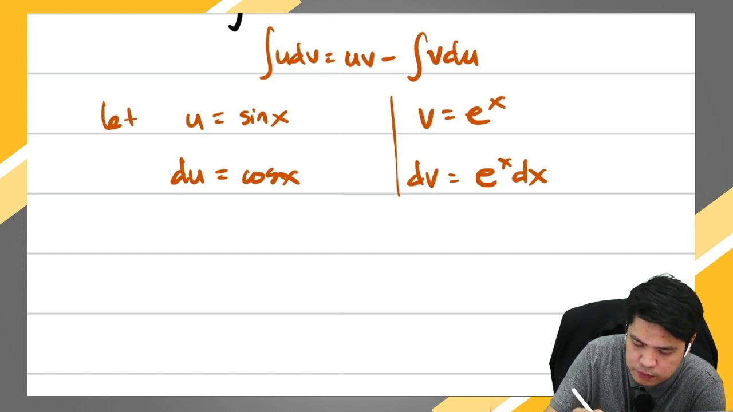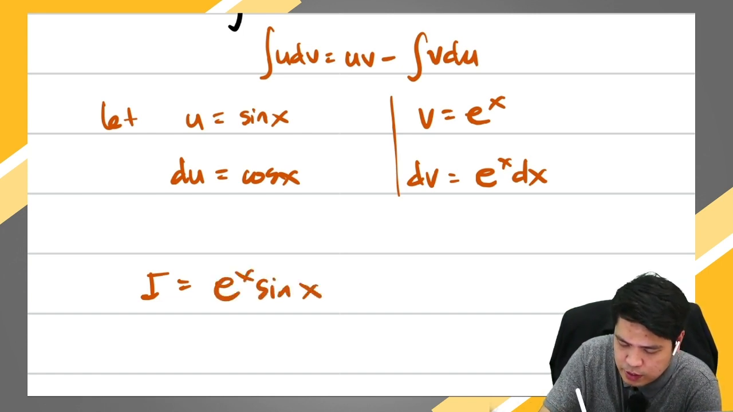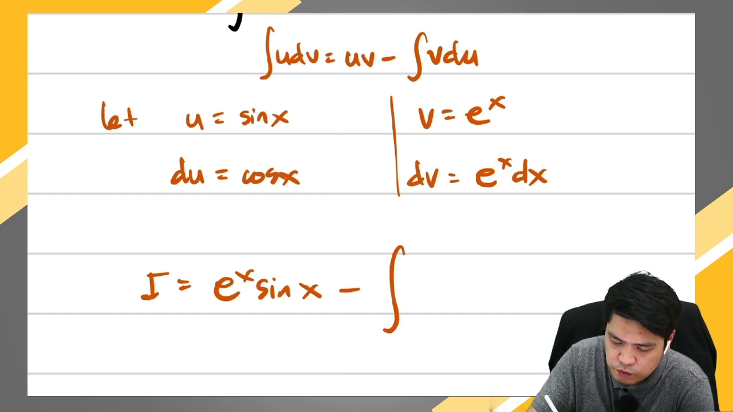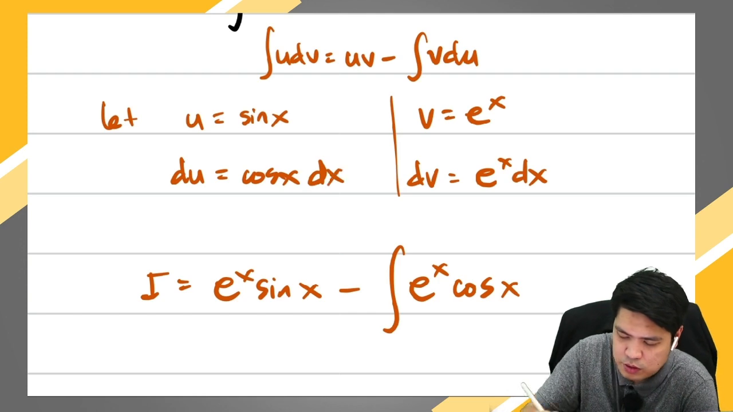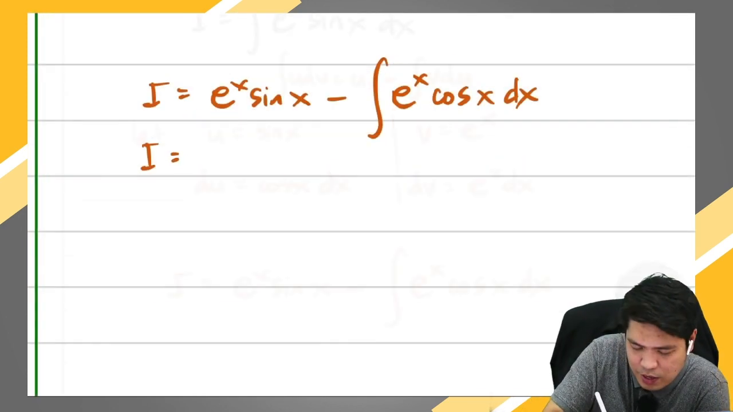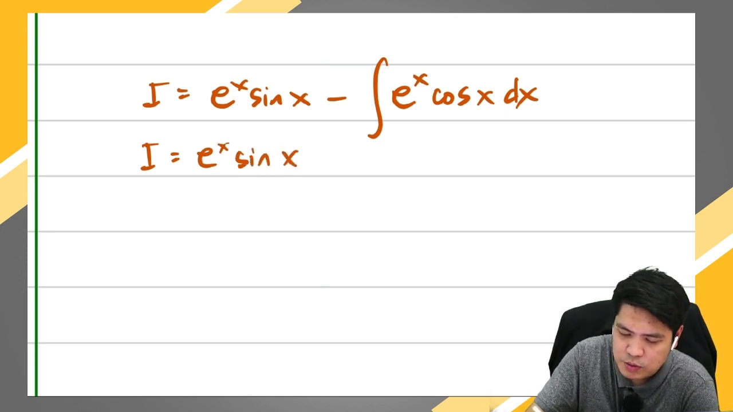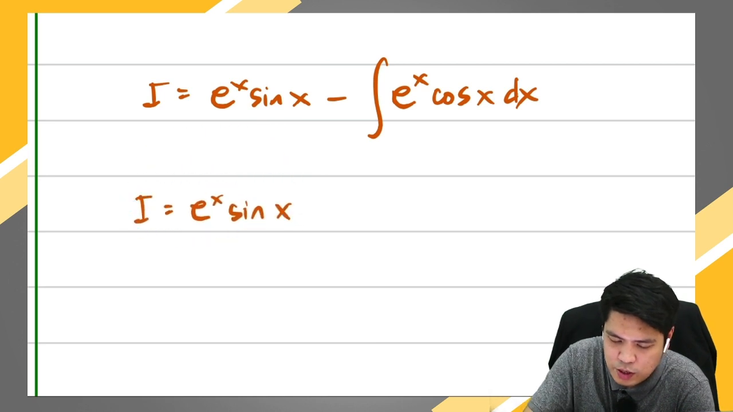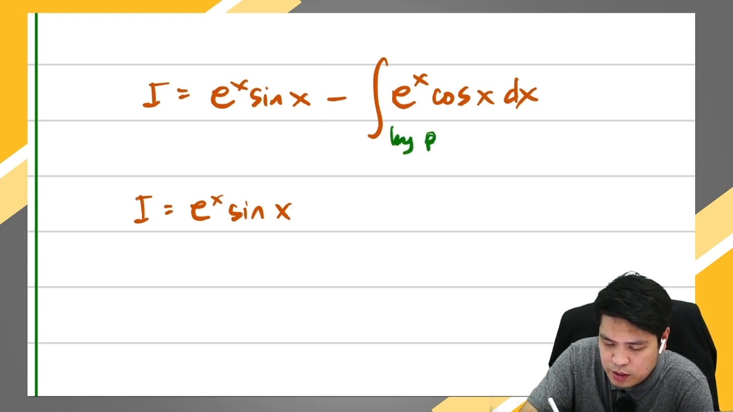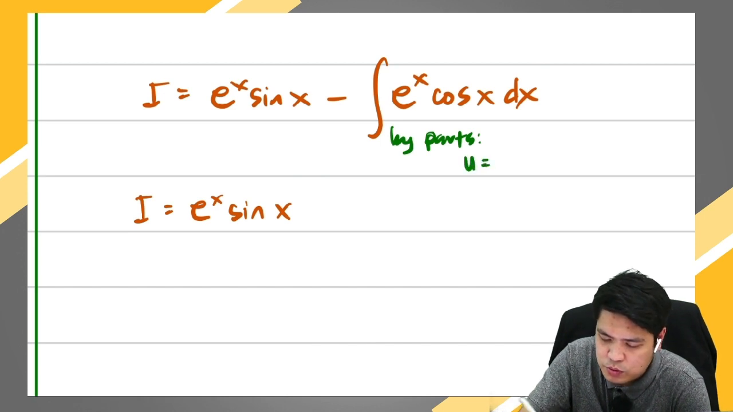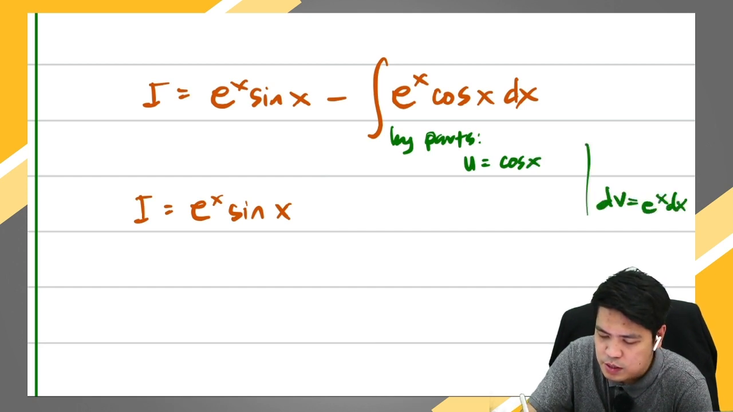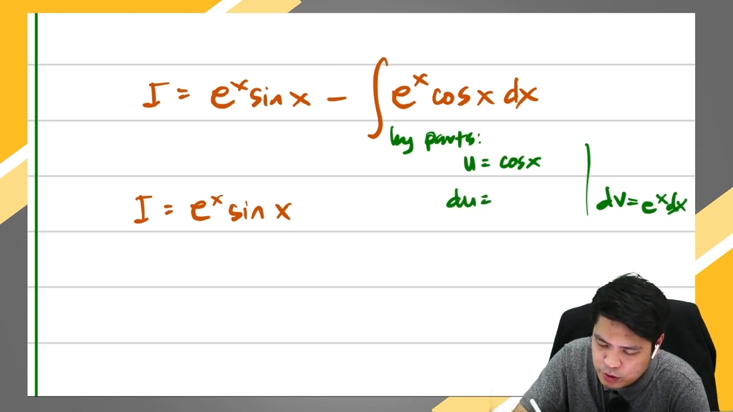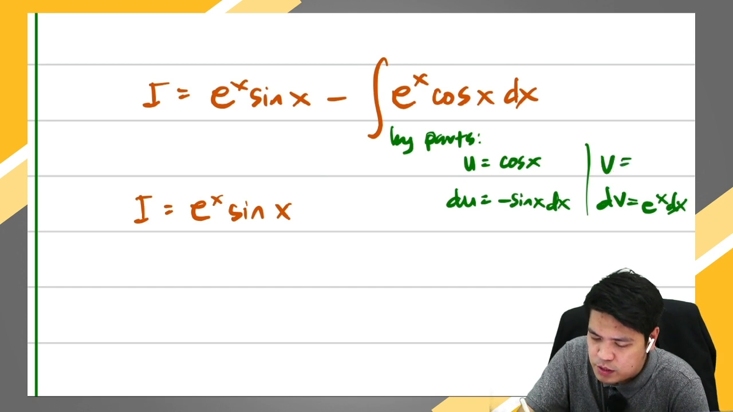Then we'll have I equal to uv, so e to the x sine x, minus the integral of v du. Sorry, there is a dx here. So I is equal to e to the x sine x minus the integral of e to the x cosine x dx. We have this second part, which needs integration by parts again. If we let u be cosine x, to be consistent, and dv be e to the x dx, then du is negative sine x dx and v is e to the x.